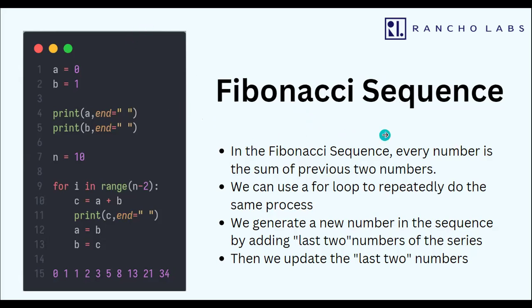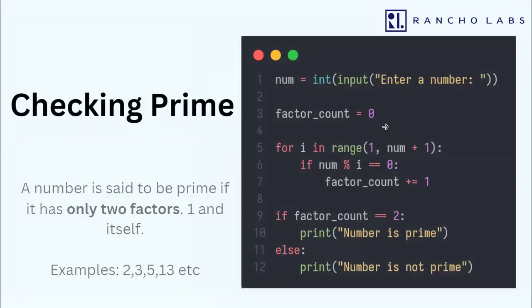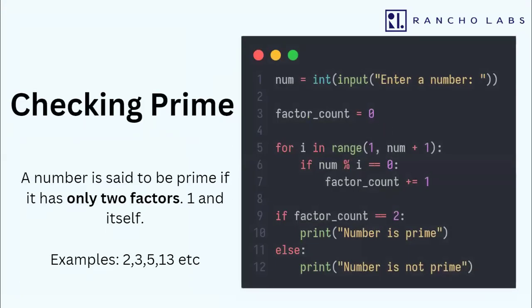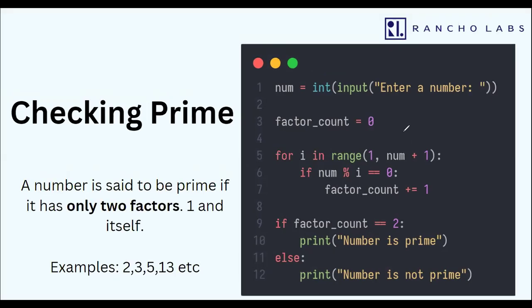Okay, guys. Now checking the prime number. We all know the prime number, right? What is a prime number? A number which has only two factors is called a prime number. What are the two factors? One and itself. So if we get a number, we have to find the number of factors for it. If the number of factors is 2, then it is a prime number, or else it is not a prime number. Let's put this concept into code.